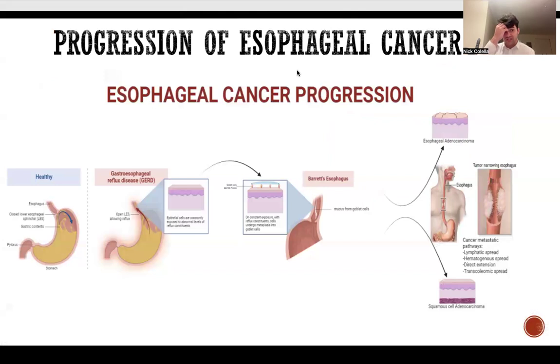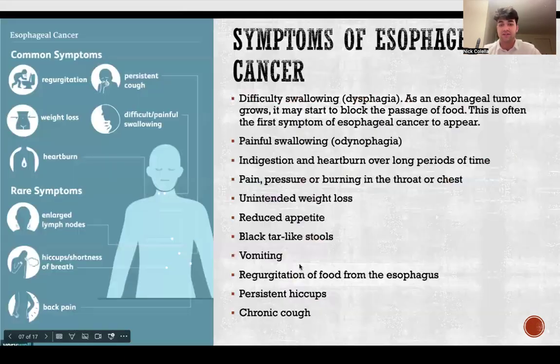Progression of esophageal cancer. Looking from left to right, there's a healthy esophagus, and then, like I said before, gastroesophageal reflux disease. When the stomach acid goes up into the esophagus, this is what causes the tumors. As you can see in the middle, Barrett's esophagus is when the acid from the stomach creates little tears in these thin layers, and then it causes tumors to grow in the esophagus, as you can see on the right.